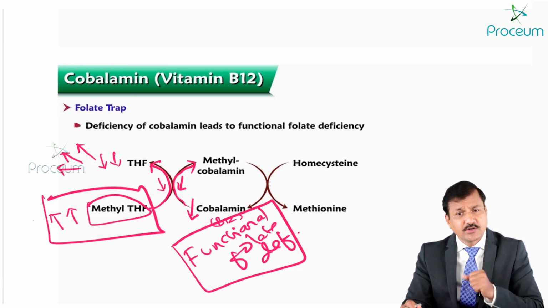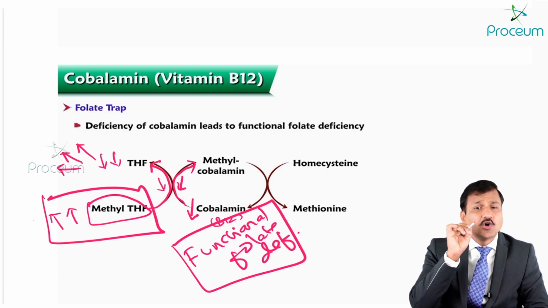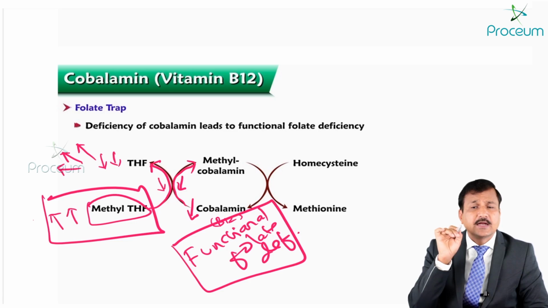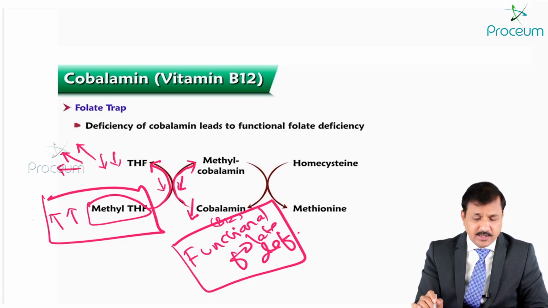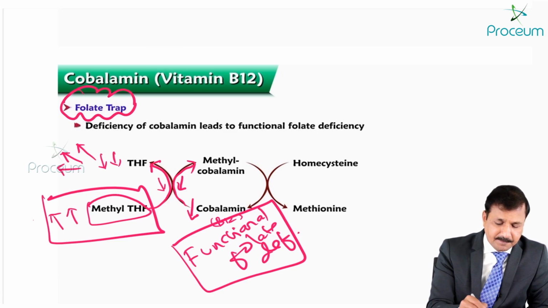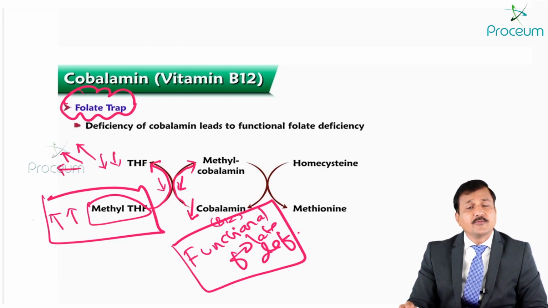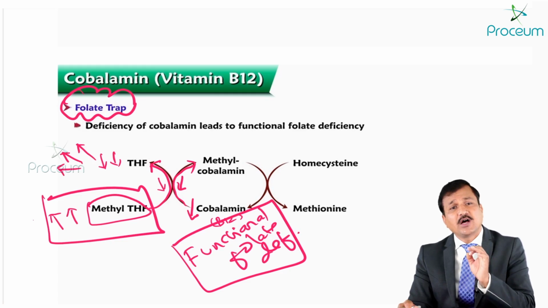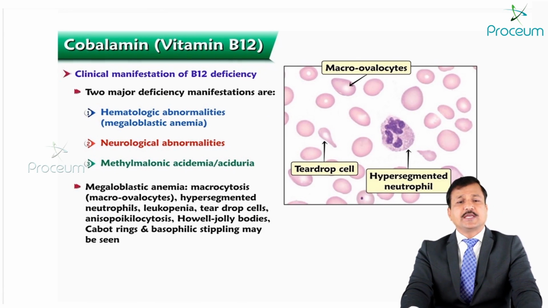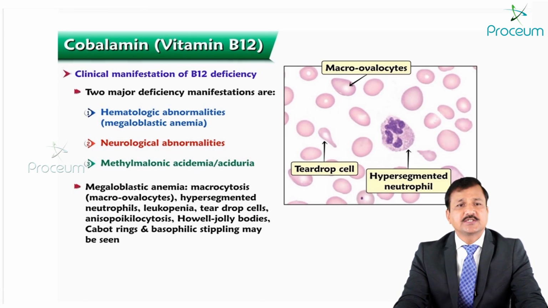So what is the cause for functional folate deficiency? It is cobalamin deficiency that leads to functional folate deficiency. Make sure you remember this important concept, called the folate trap, because here folate is trapped as N5-methyl tetrahydrofolate. Now let's move on to see what are the clinical manifestations of vitamin B12 deficiency.